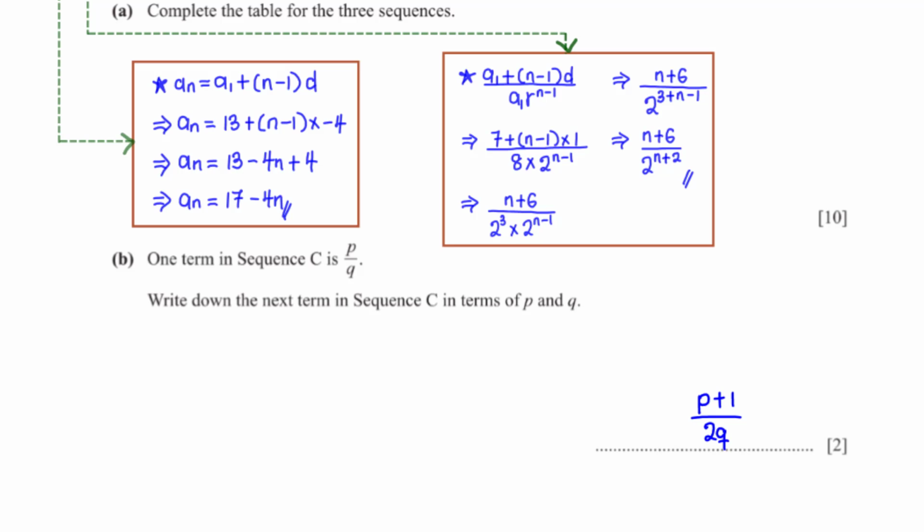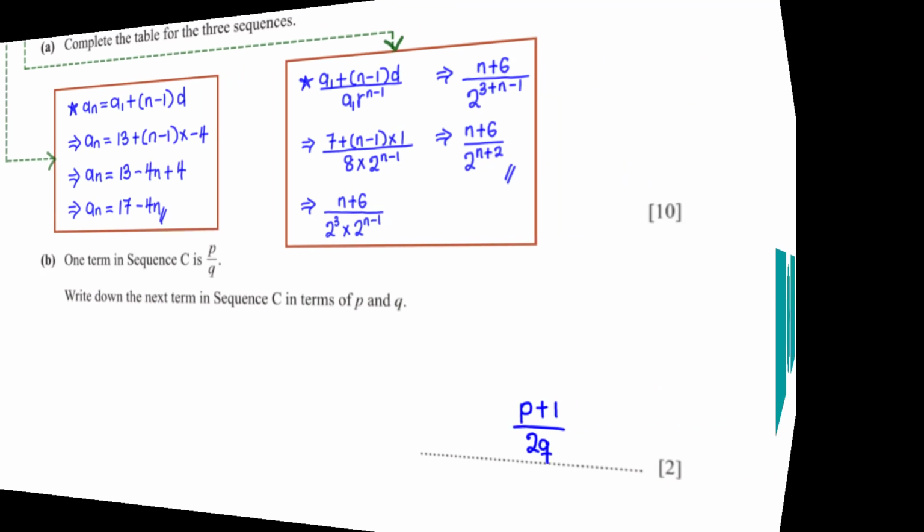One term in sequence C is P over Q. Write down the next term in sequence C in terms of P and Q. To get the next term, we add 1 to the numerator, giving us P plus 1, and we multiply the denominator by 2, giving us 2Q. And so our final answer is (P plus 1) over 2Q.